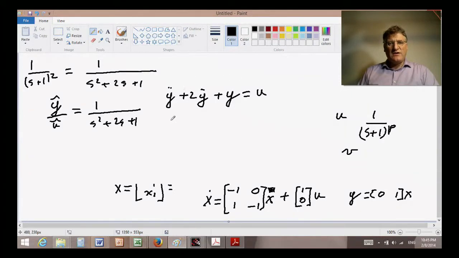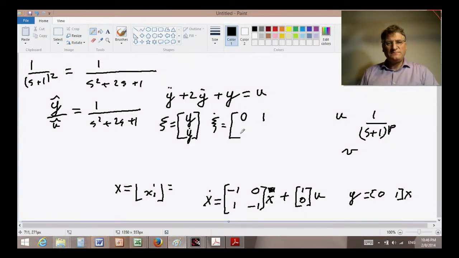That other differential equation can be written with the state xi equal to y, y dot, as satisfying xi dot is equal to 0, 1, and then minus 1, minus 2 times xi plus 0, 1 times u, and y is simply equal to 1, 0 times xi.